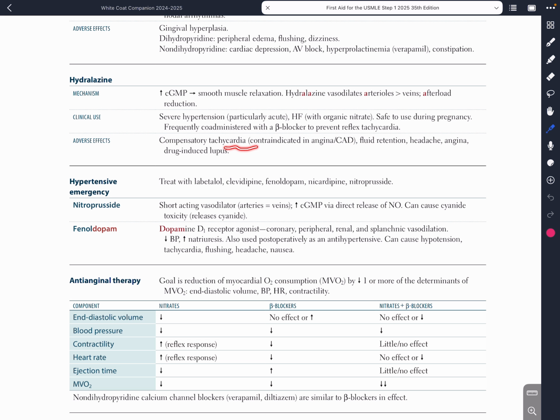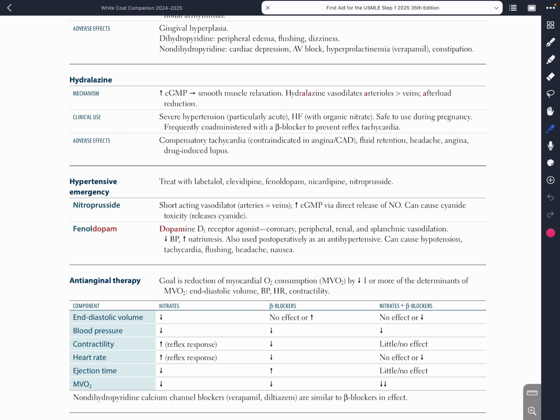Compensatory tachycardia is contraindicated in angina. An adverse effect of hydralazine is compensatory tachycardia. It is a big side effect of hydralazine, and therefore hydralazine is not the preferred drug in angina or coronary artery disease.